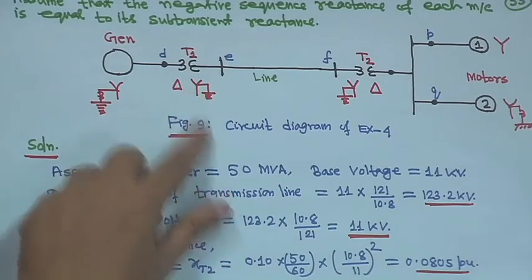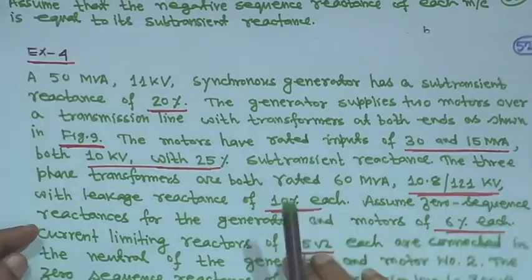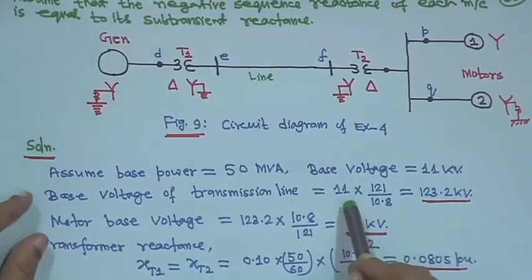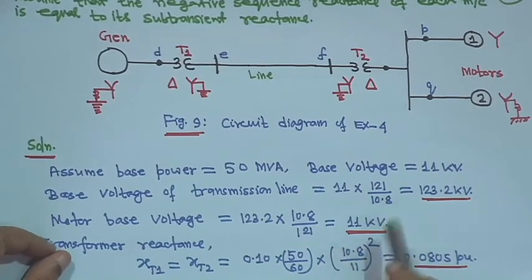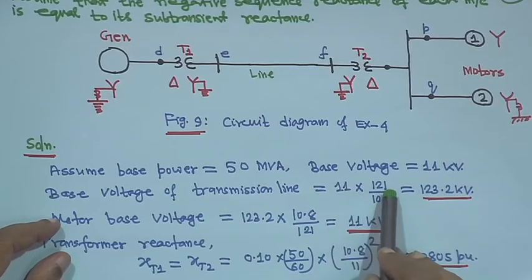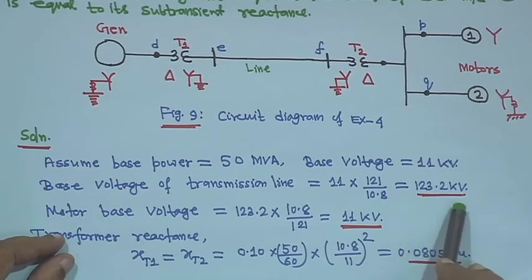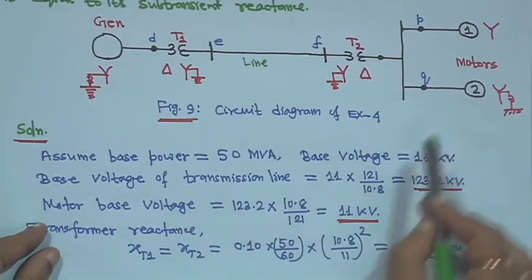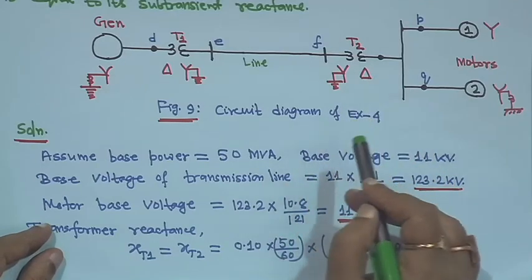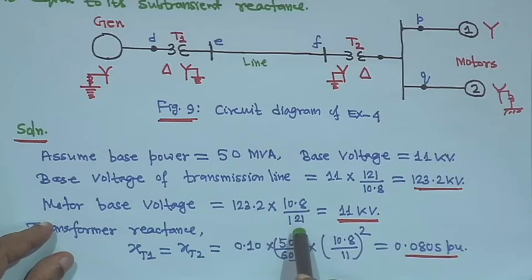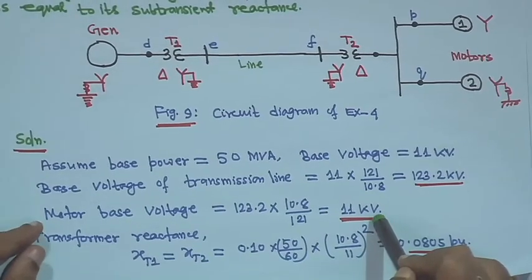That is because this transformer is rated 10.8 by 121 kV, so the base will change for the line side. So it is 11 into 121 by 10.8, and the line base voltage is 123.2 kV. Now, for the motor base voltage, you go from the line through this transformer again, 10.8 by 121. So it will be 123.2 into 10.8 by 121, and the motor side will again become 11 kV. We have seen all this in the per unit system. I hope you understand this.